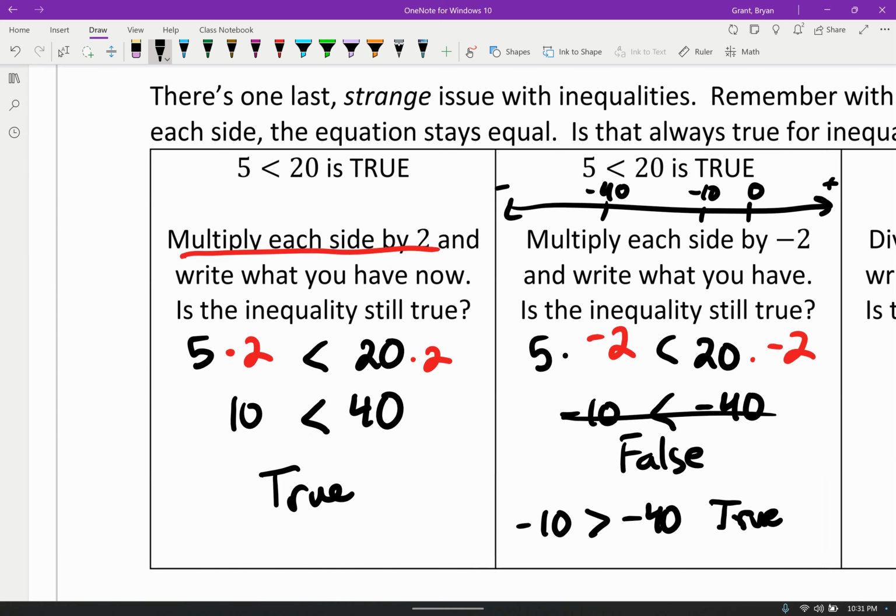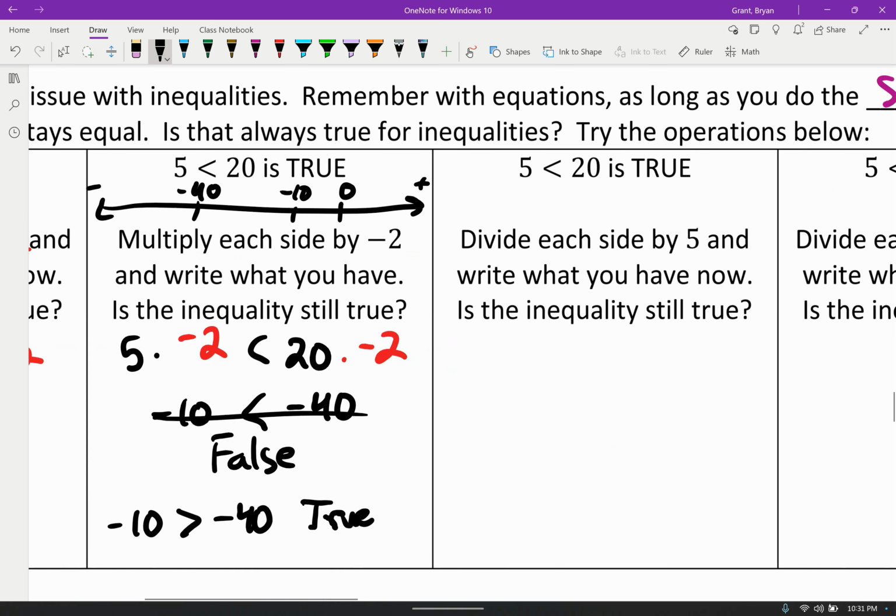So that's kind of weird. When we multiplied by a positive, the end result was true. But if I multiplied by a negative, we got it false. We had to switch the direction of the inequality sign for it to be a true statement. As we've seen before, multiplication and division are kind of friends in algebra. Usually what is true for multiplication is true for division.